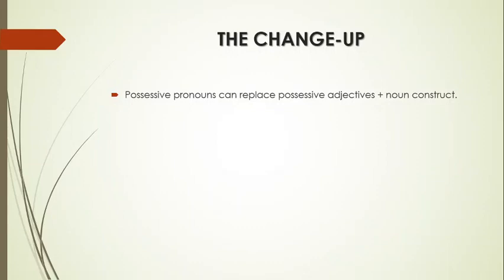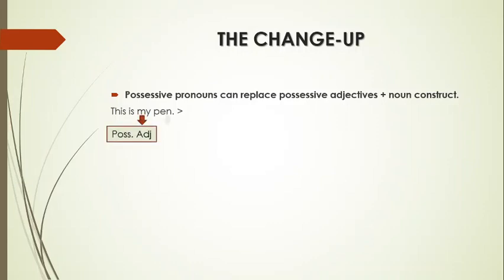Now, final thing, the change up. You see, possessive pronouns and possessive adjectives can be interchanged. In the case of this interchange, we replace the whole possessive adjective and noun combination with one single possessive pronoun. How? Let's see. This is my pen. Here, my is a possessive adjective and pen is the noun. This will become "this pen is mine," where mine is a possessive pronoun.